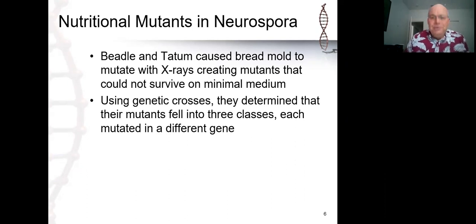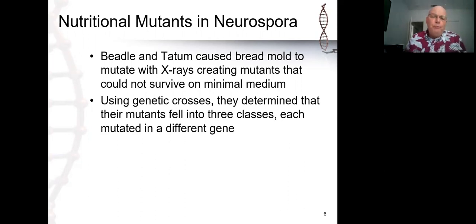So once you start mutating it, Beadle and Tatum assumed that if they were to create the correct mutations, the fungi would no longer be able to grow on minimal media, and they would have to add other supplements in order to get the fungus to grow. And by looking at the sort of supplements that they had to provide, they could start to get a window on what metabolic processes were being affected.